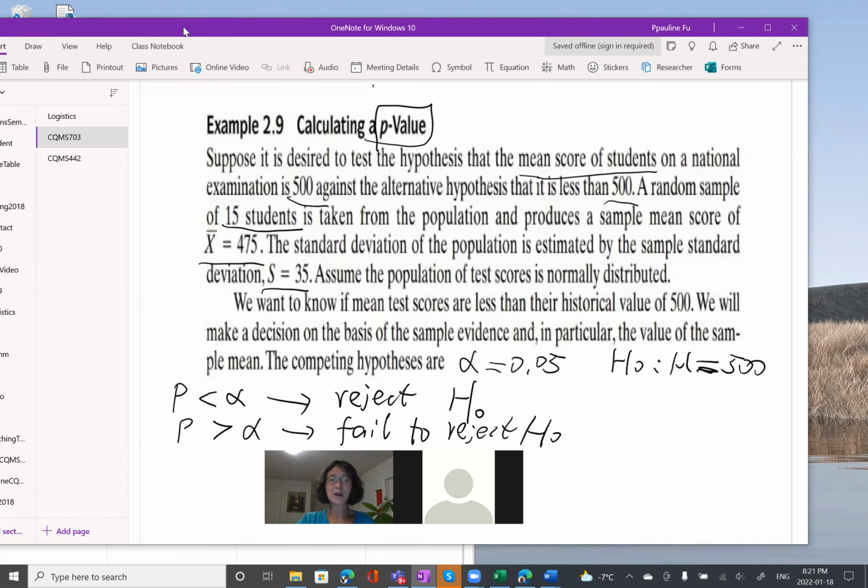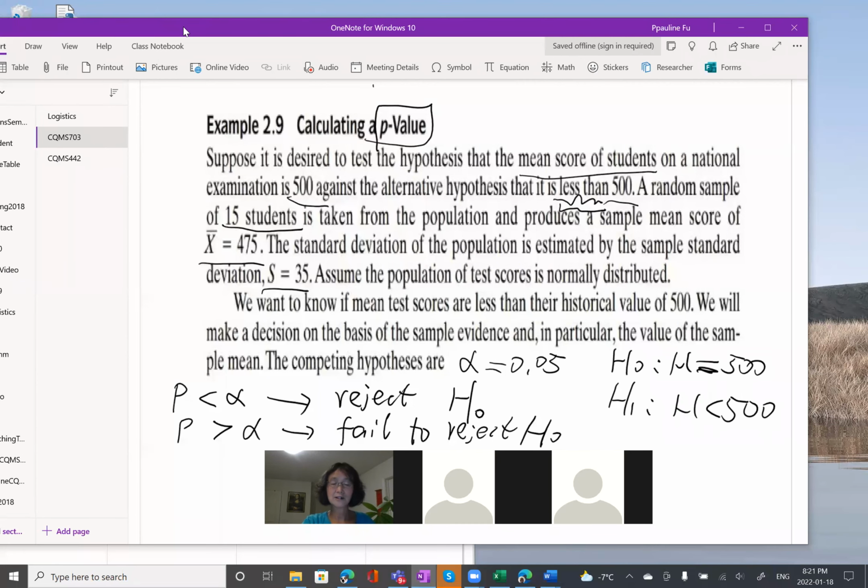The sample mean is 475. We want to reach a conclusion about the population, to say whether the population mean is 500, or this is the alternative hypothesis, H1, that the population mean is smaller than 500. How do I know it is smaller than, not greater than? It is given, see, less than. If it were given greater than, you should use the greater than sign. Okay, any questions so far?